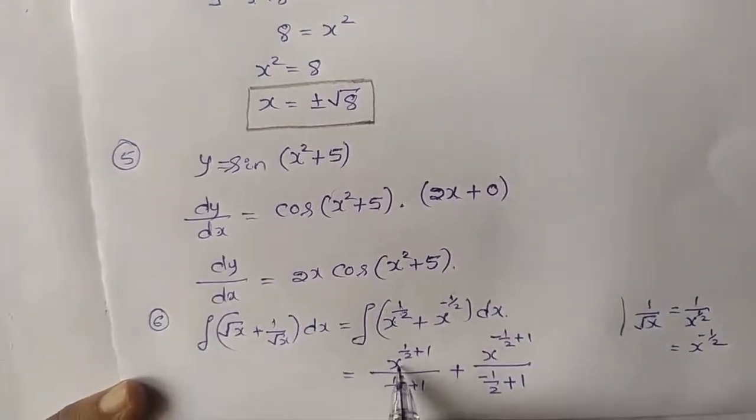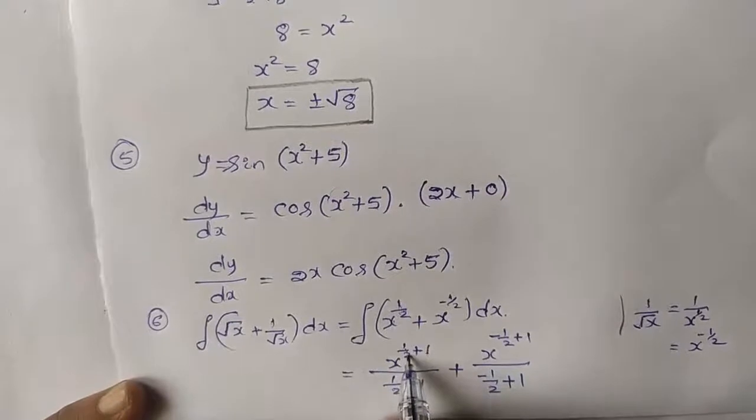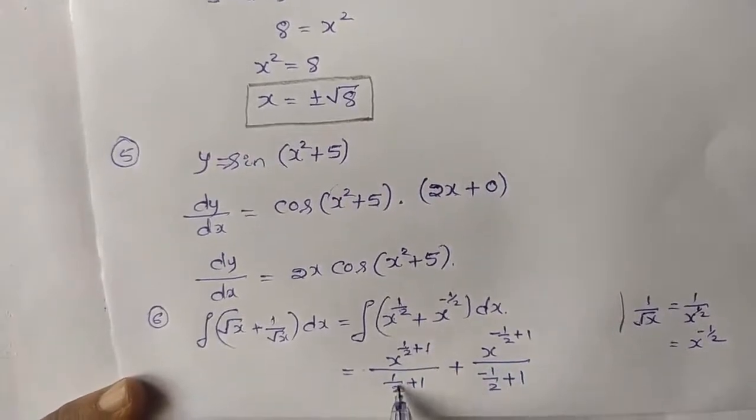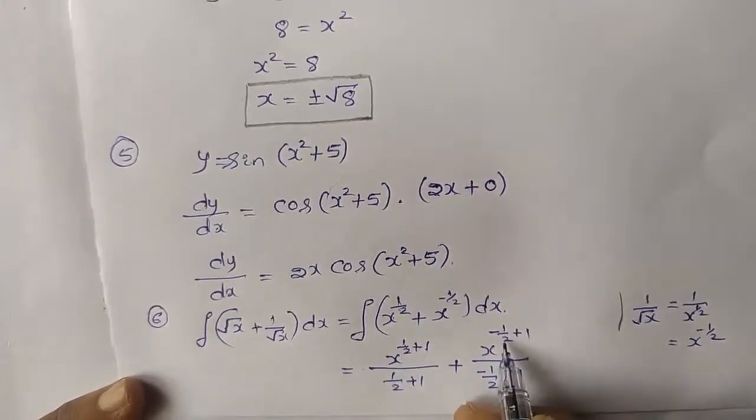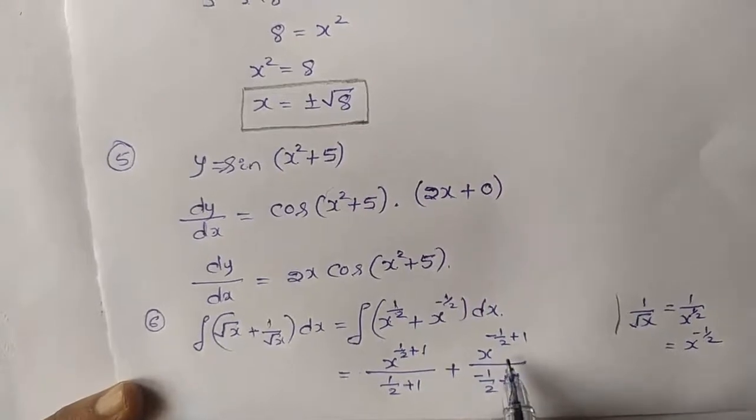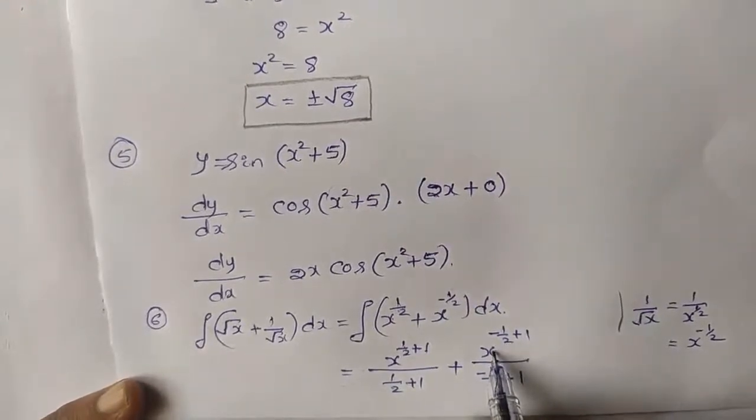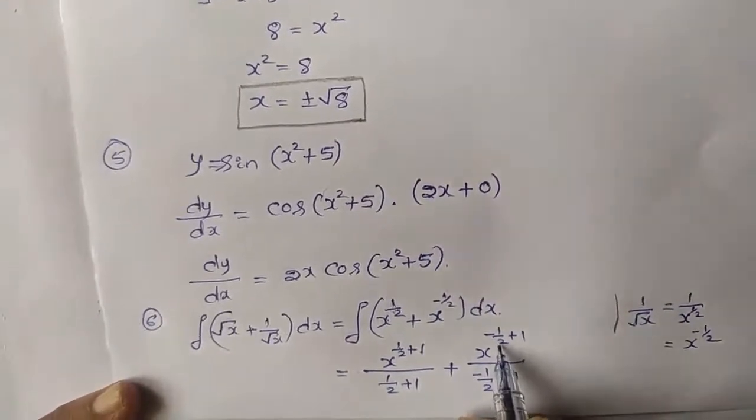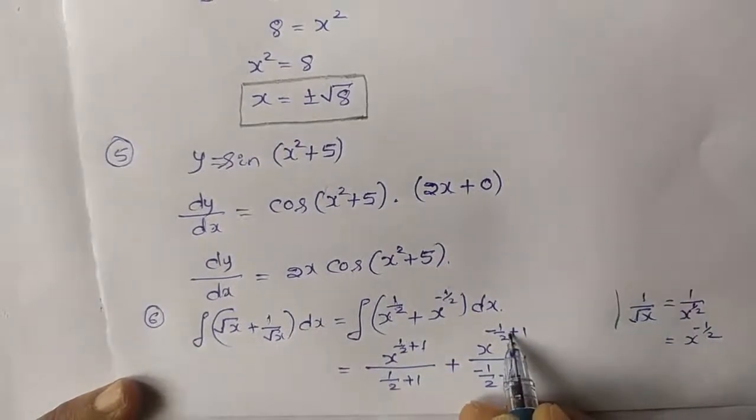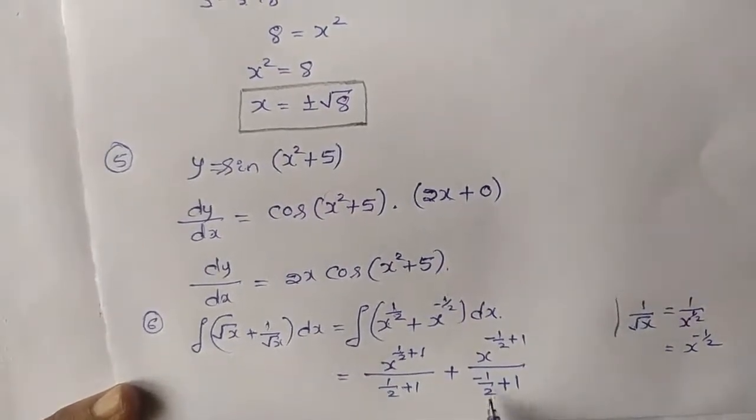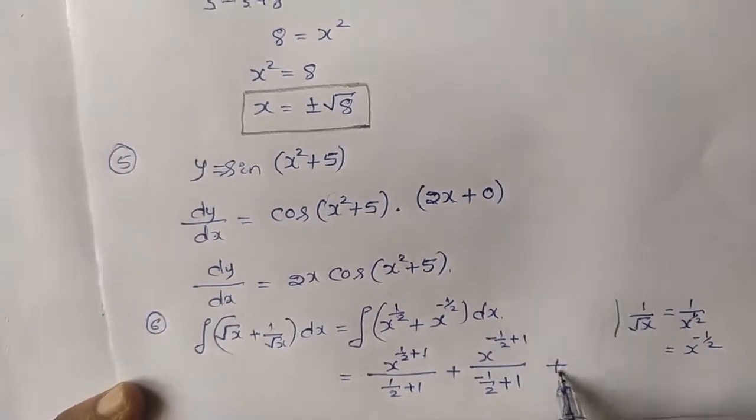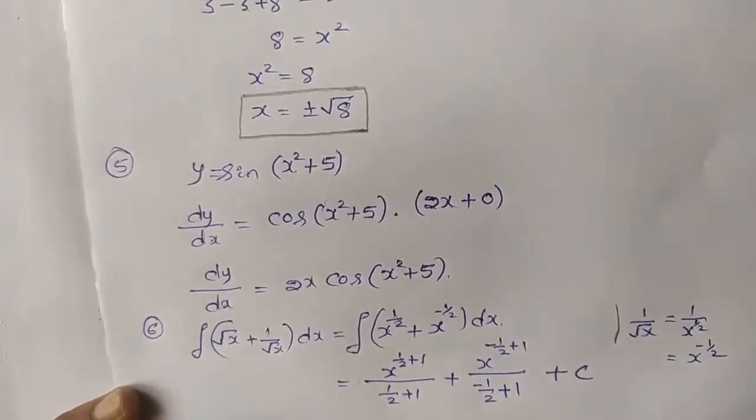Let us simplify further. X power 1 by 2 plus 1 is 3 by 2. In the denominator also 3 by 2. What about here in the numerator? X power 1 minus 1 by 2 plus 1 is 1 by 2. In the denominator also 1 by 2. Let us simplify further. Plus c, where c is a constant of integration.